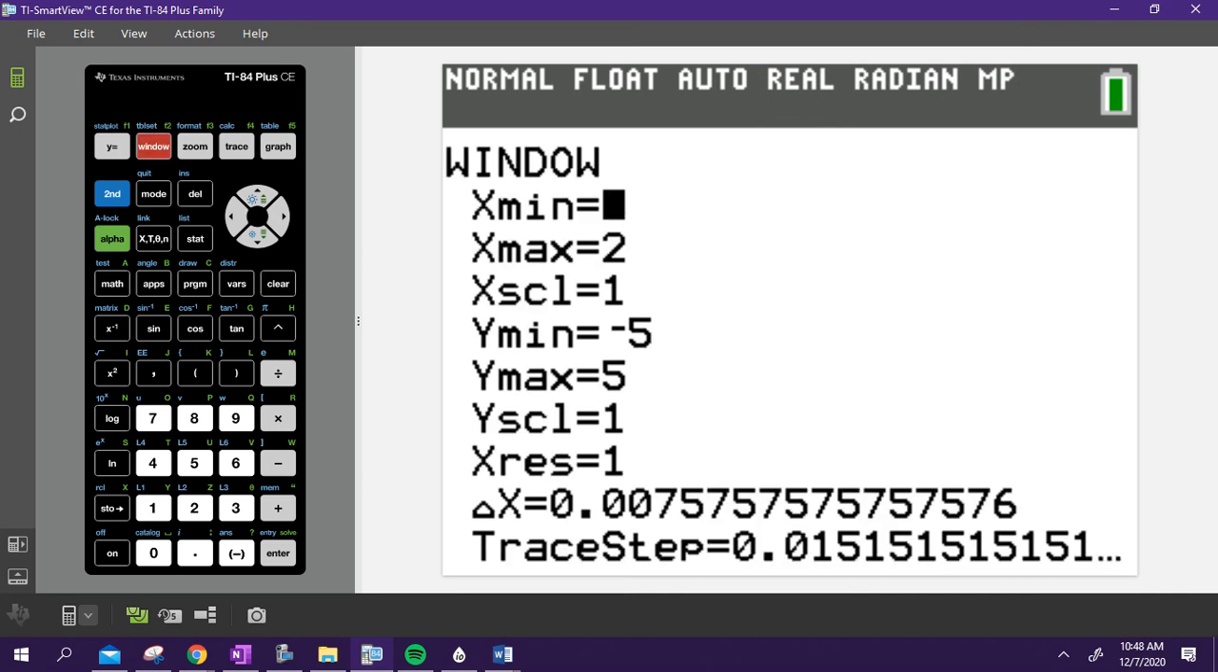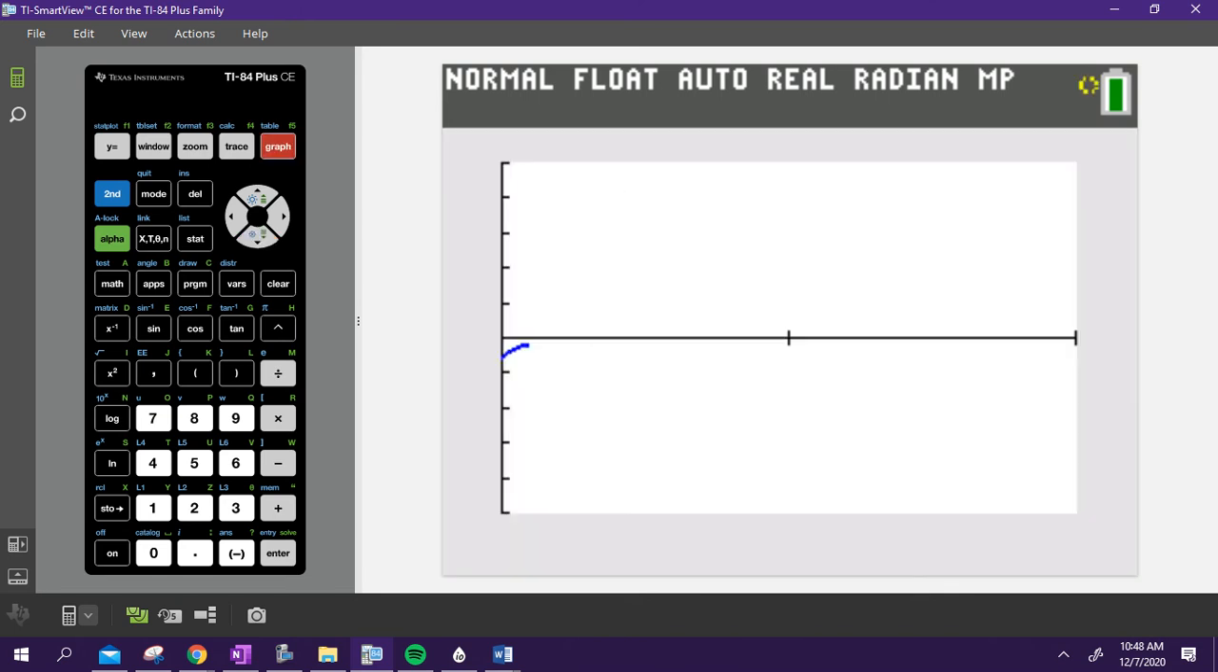I'm going to hit the window button. I'm caring about t equals 1, so I just made my window really small. My x min is 0, my x max is 2. And I just narrowed down my y min and y max to negative 5 and 5. Am I good with that? Hit graph. There's my graph.